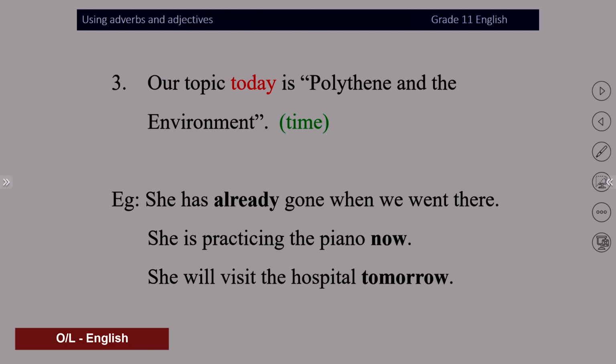She has already gone when we went there. When has she gone? She has already gone when we went there. So here the adverb is already. It describes the verb go. She is practicing the piano now. When is she practicing the piano? She is practicing the piano now. So the adverb is now. It describes the verb is practicing.